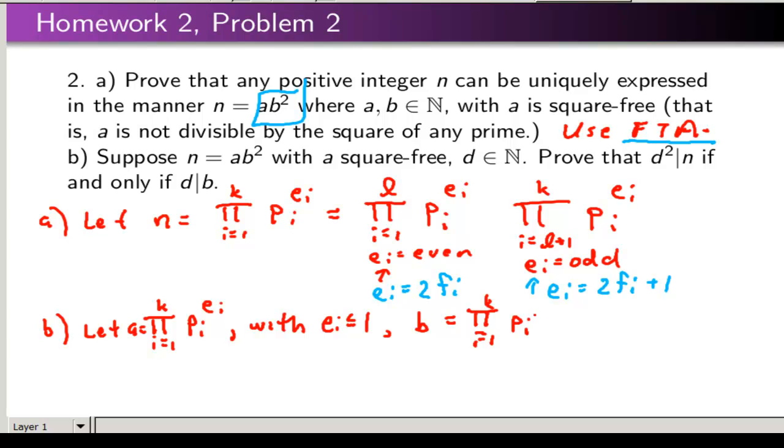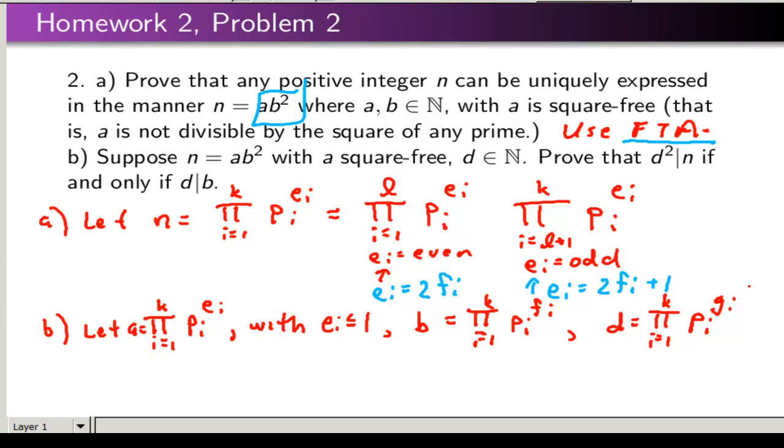So say p_i to the f_i. And let's let d be the product of p_i to the g_i. Notice I'm using the same set of primes where I'm allowing the exponents to be 0 if necessary.